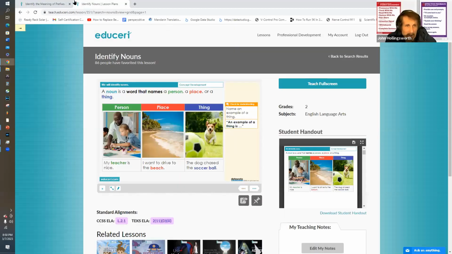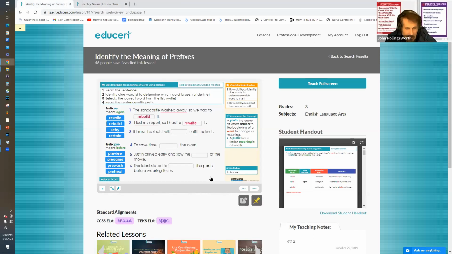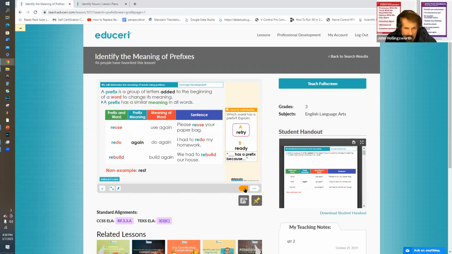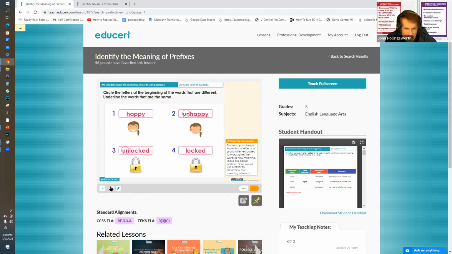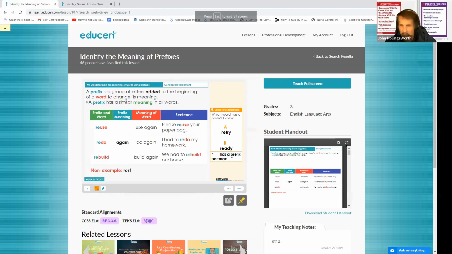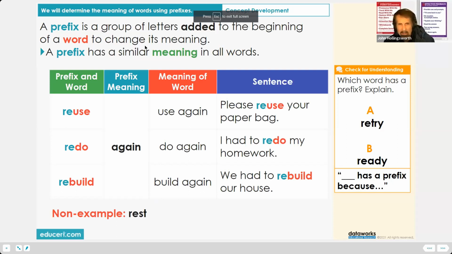Okay, and let's just look at one more very quickly. I've got one up here for prefixes. And let's see what we got for our definitions for prefixes. I think we're right here. And remember what I said? Well, I'm not going to teach the whole thing. A prefix is a letter, letters added to the beginning of the word to change its meaning. I think we taught this a little bit last time.